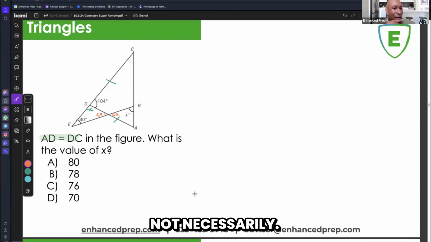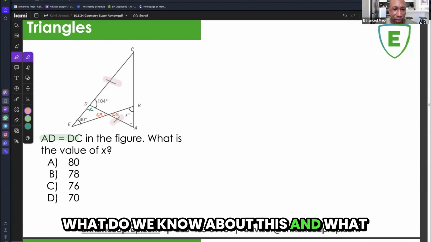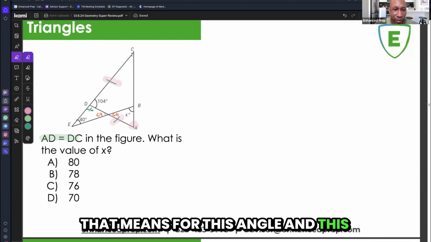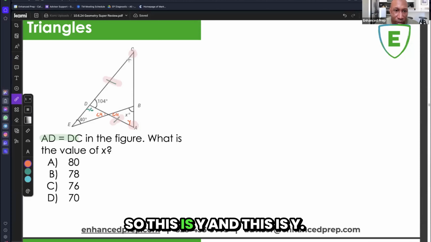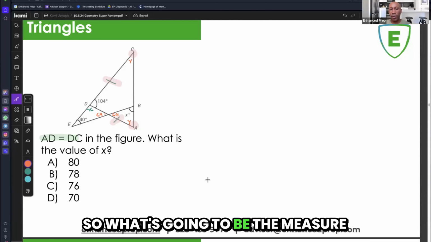Not necessarily, but what can we do with those congruent sides? What do we know about this and what that means for this angle and this angle? They're the same. So let's call those y. So this is y and this is y. So what's going to be the measure of y?